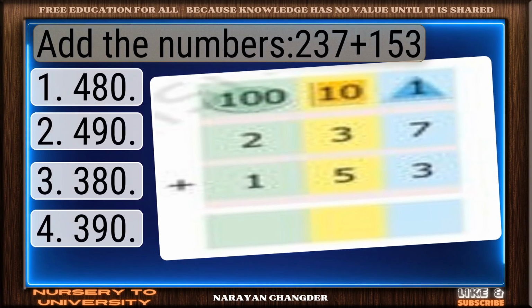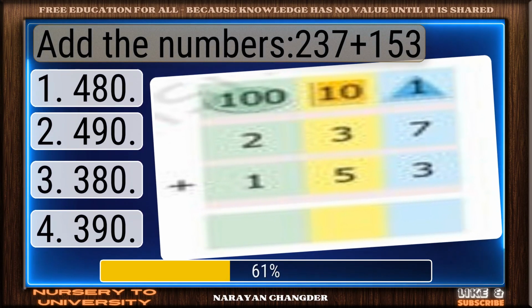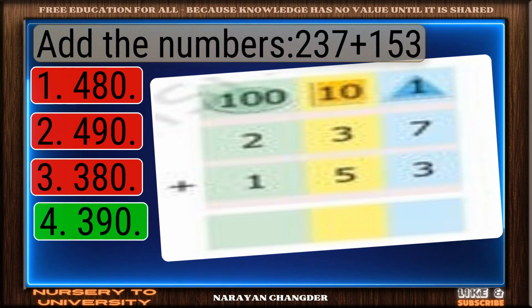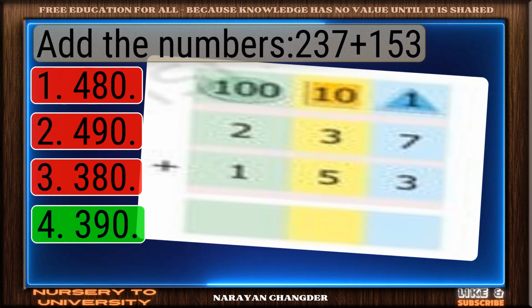Add the number 37 plus 153. You got it. Your choice 390 is right.